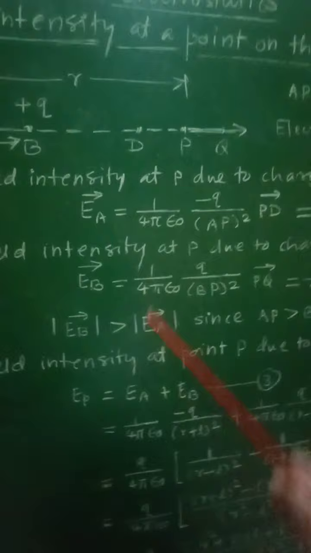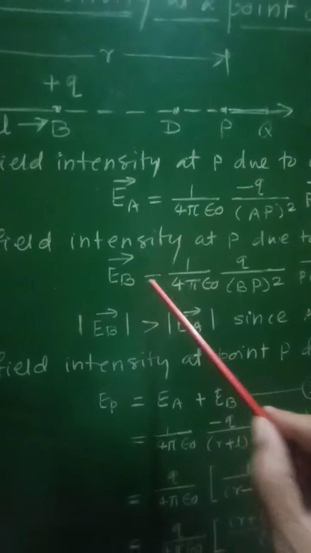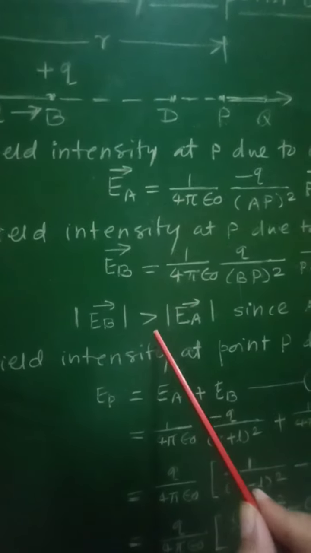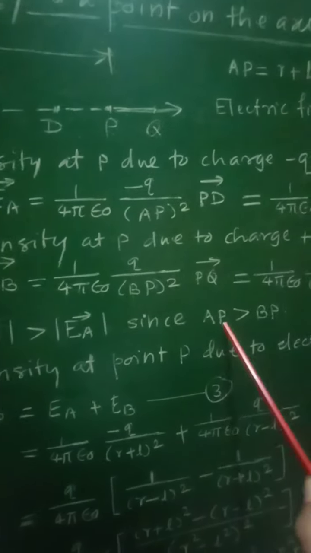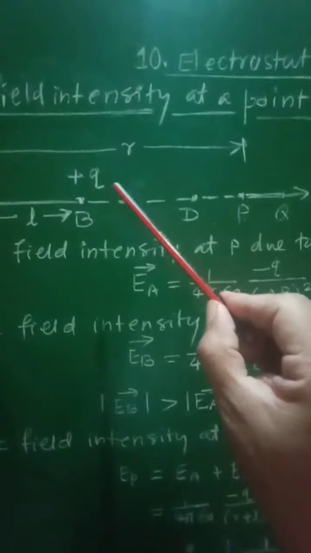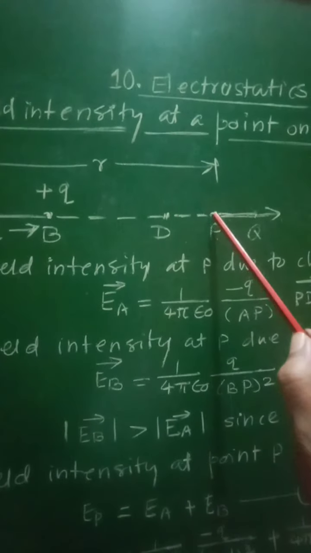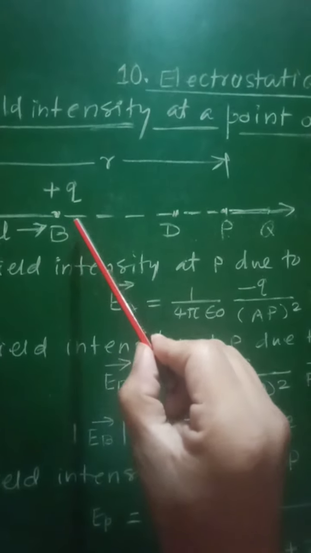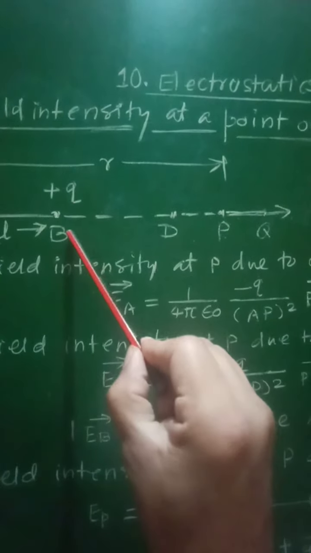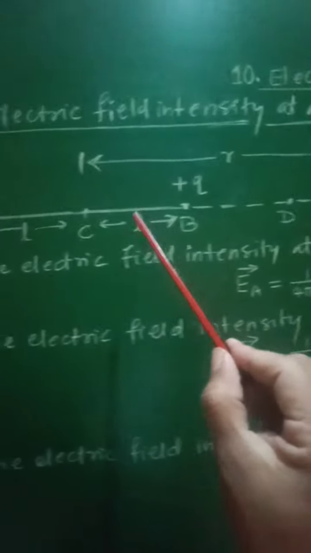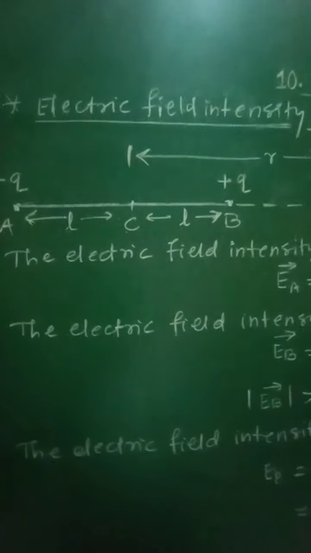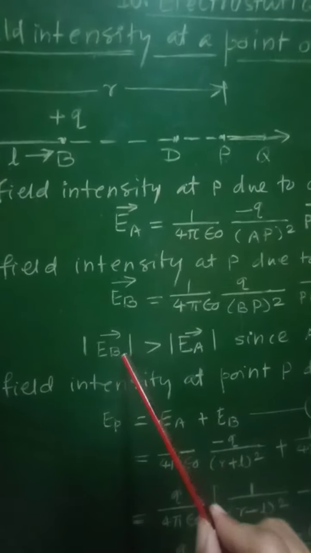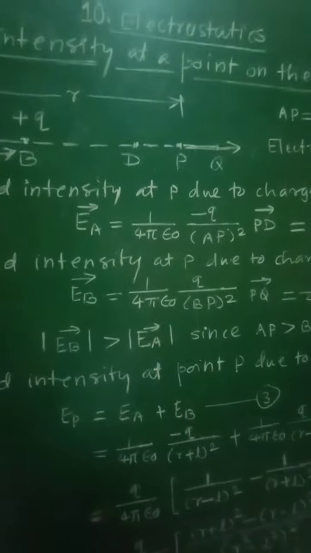Now if you consider this EA and EB, then the magnitude of EB will be greater than the magnitude of EA, since AP is greater than BP. This plus q charge is close to this point P, therefore the electric field EB due to this plus q charge will be large as compared with EA, that is due to the negative charge, and therefore EB is greater than EA.